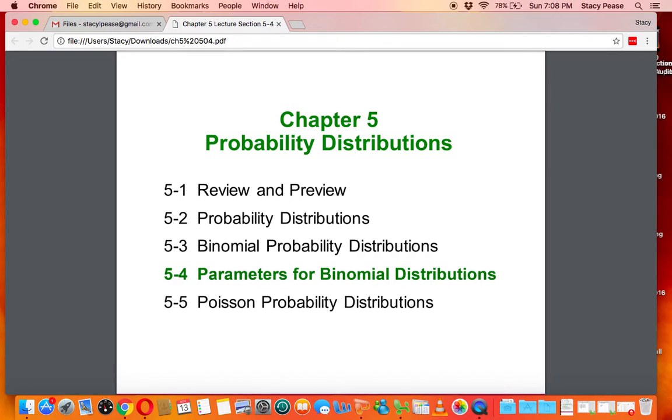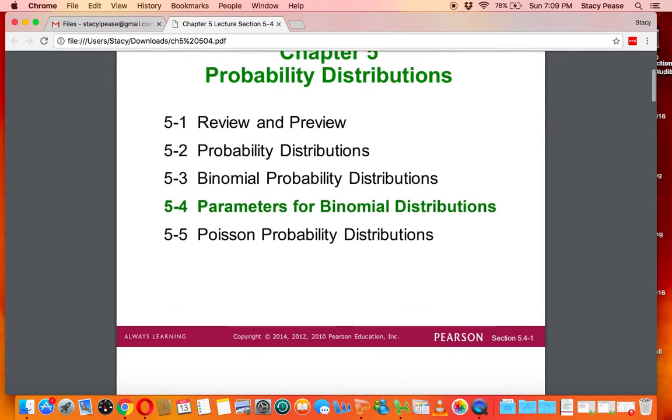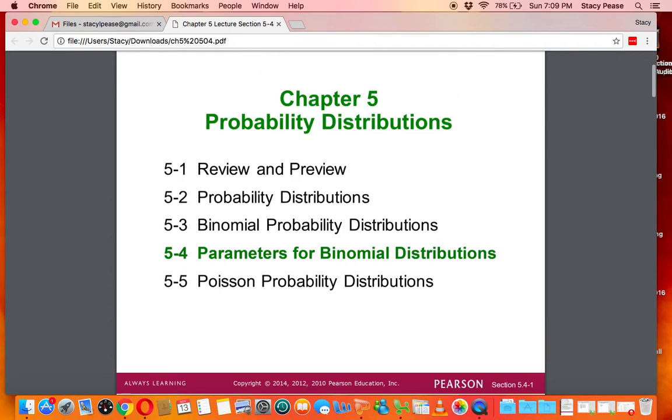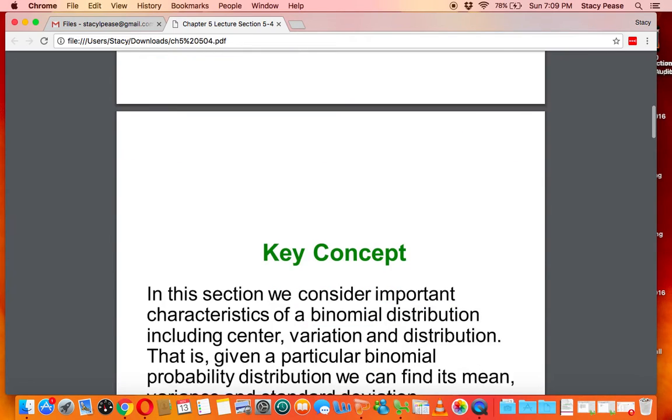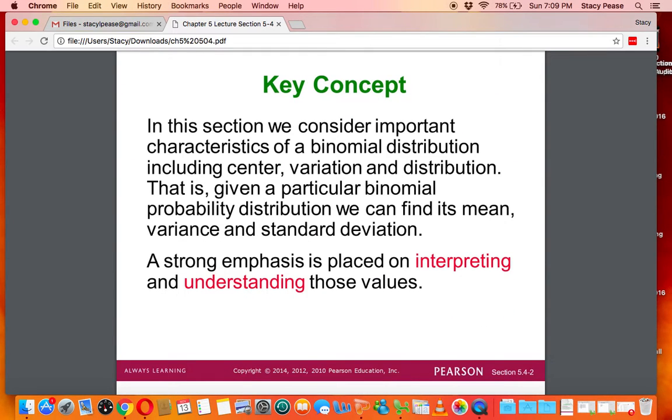Chapter 5 on probability distributions, section 5.4, parameters for binomial distributions. So this is a continuation of the previous section that we were working on. There's only a few slides here though. In this section, we're going to consider important characteristics of a binomial distribution, including center, variation, and distribution.